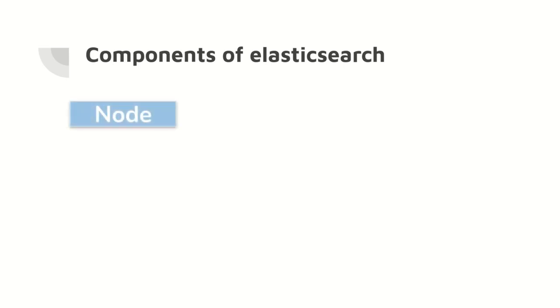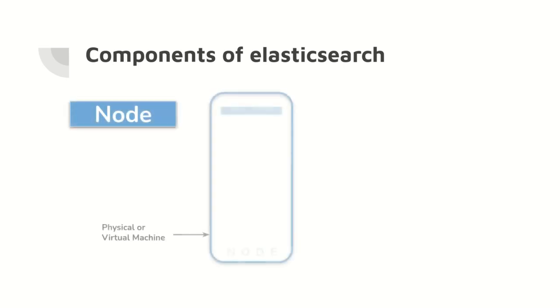Next, let's move to another component that is called a node. A node is just a virtual or physical machine. That's a computer with some computing resources, maybe a processor, memory and storage. And that is a computer where Elasticsearch is installed. A node is just a physical or virtual machine where Elasticsearch is installed, and it is recommended to install only one instance of Elasticsearch in a computer.